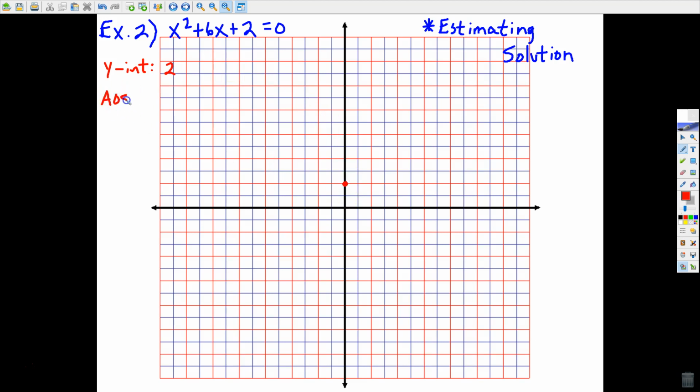Let's identify the equation for the AOS. X equals some number, opposite of b over 2a. So that's going to be the opposite of 6 over 2 times 1, which again is negative 3. So I'm going to draw x equals negative 3 as the AOS.